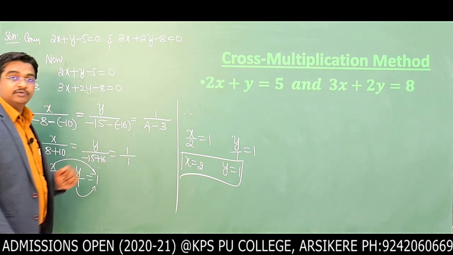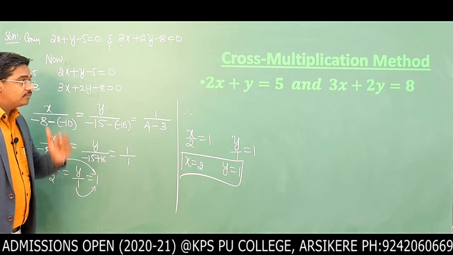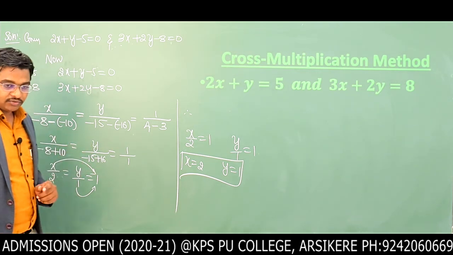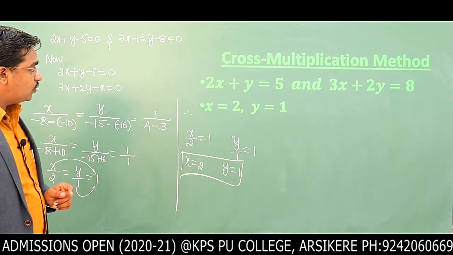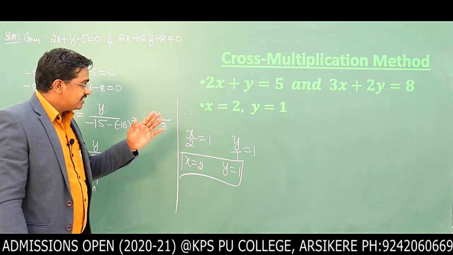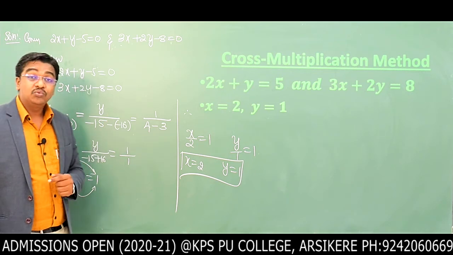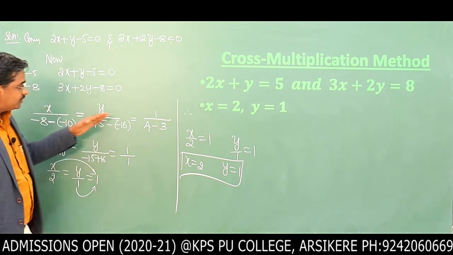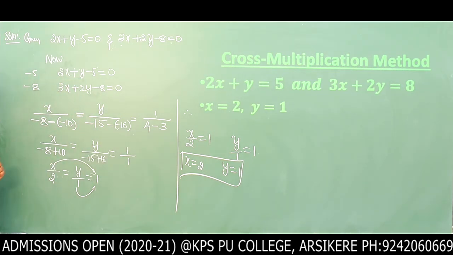See how easily the answer came. It's a very simple cross multiplication method. And let's see the answer. The answer is x is equal to 2 and y is equal to 1. This is the answer of the values of x and y. Understood, children? So take a pause and note all the things I have written here.